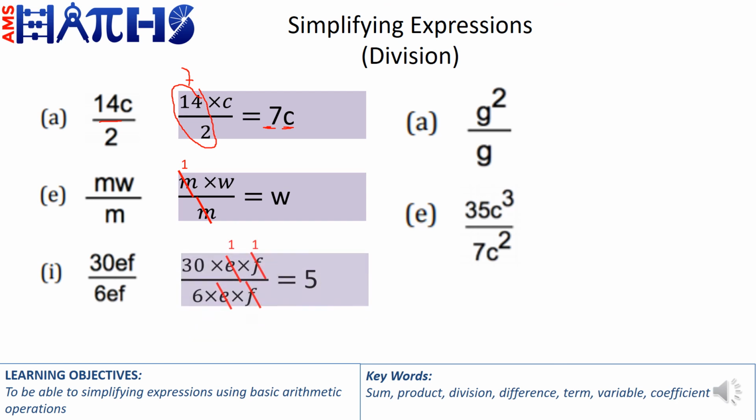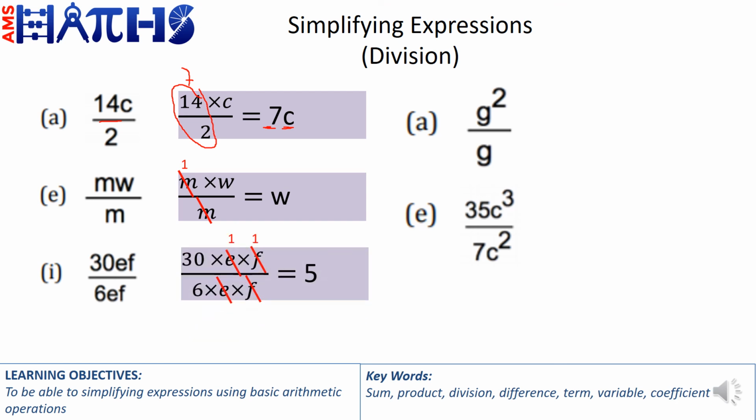In our next example, I've broken down 30EF again on the numerator to get 30 times E times F. Under the denominator, we have 6 times E times F. We need to divide 30 by 6 to get 5. Then E divides E to give us 1, and F divided by F gives us 1. And so 30 divided by 6 is 5, and then 5 times 1 will give us 5.